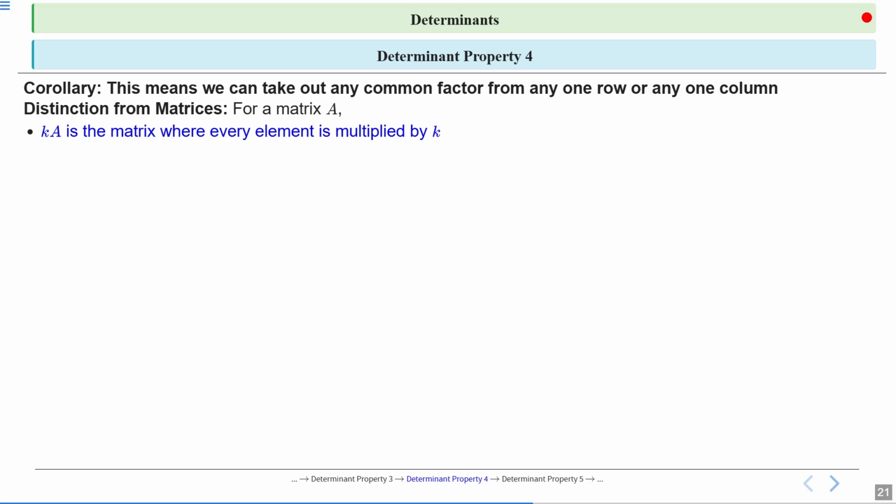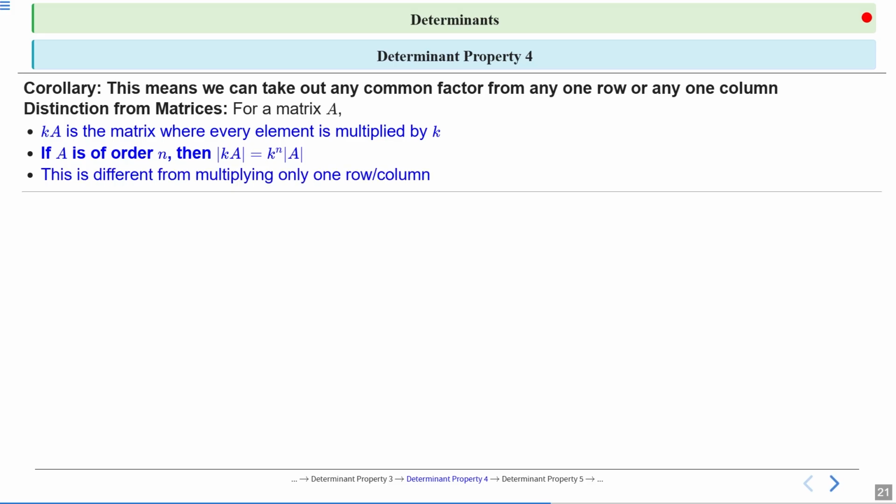And that is a difference with matrices. If K is the matrix where every element is multiplied by K, and if A is of order n, then determinant of KA is K to the power n into determinant of A. This is different from multiplying only one row or column.